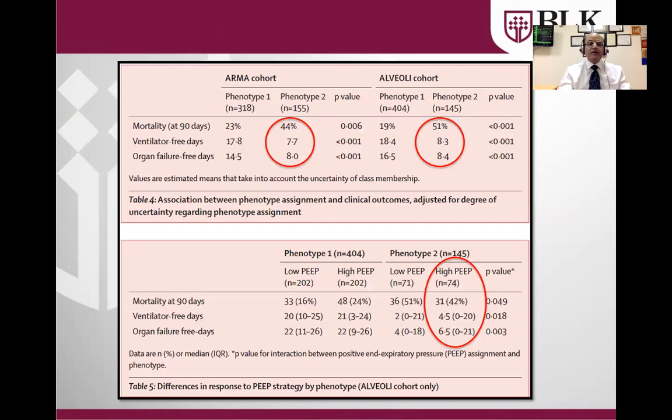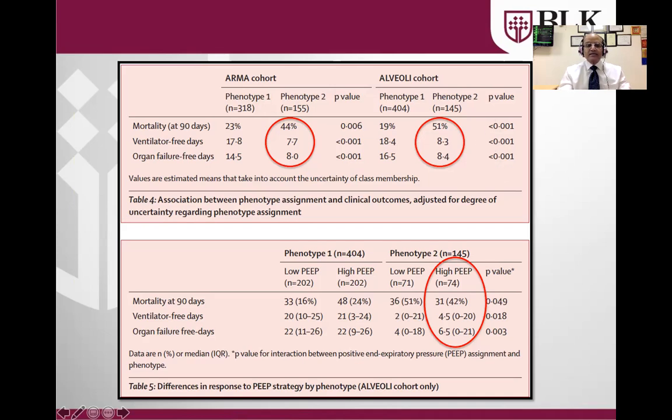So phenotype 2 was, as you will remember, hyperinflammatory. 1 was hypoinflammatory. So you find the mortality is quite high. Ventilator-free days are much less, and organ failure-free days are also much less. And in ALVEOLI also, you have a similar trend. Very high mortality in this phenotype 2. Fewer ventilator-free days, fewer organ failure-free days, which is all quite significant.